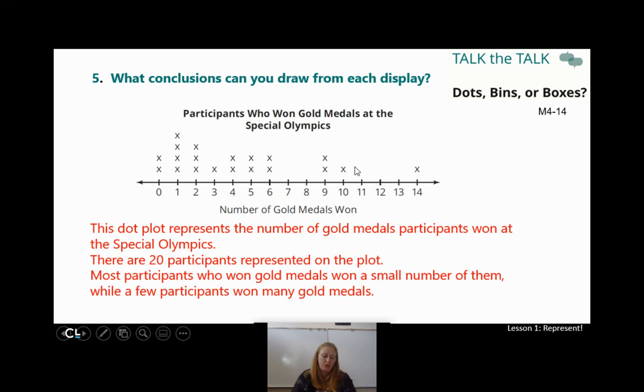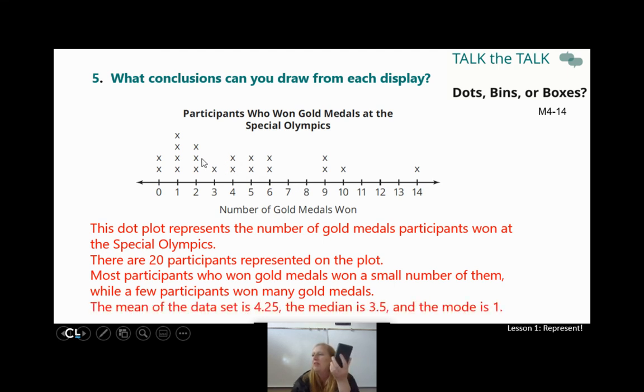We got 1 person who earned 10 and 1 person who earned 14. And I was like, okay, I can take this number and I can divide it by the number of participants, which is 20, and find my average. And it looks like my average, my mean, is 4.25, but I can even figure out where the middle number is, right?